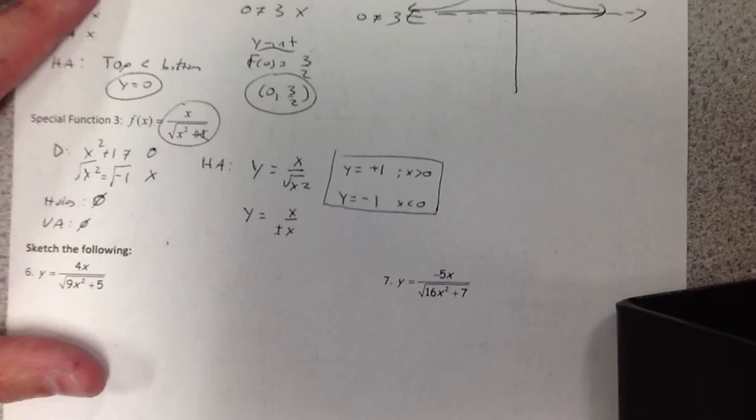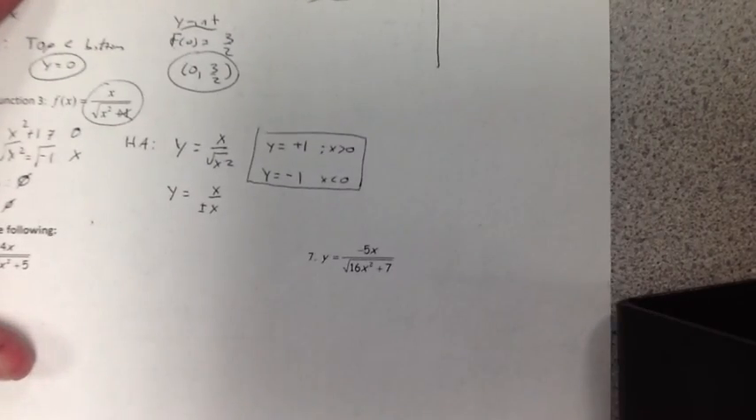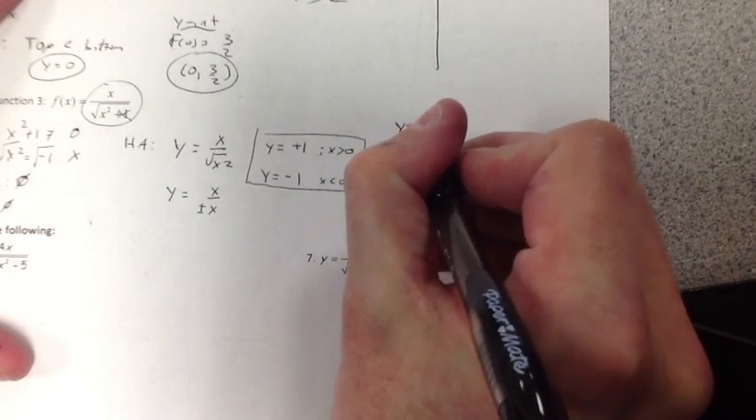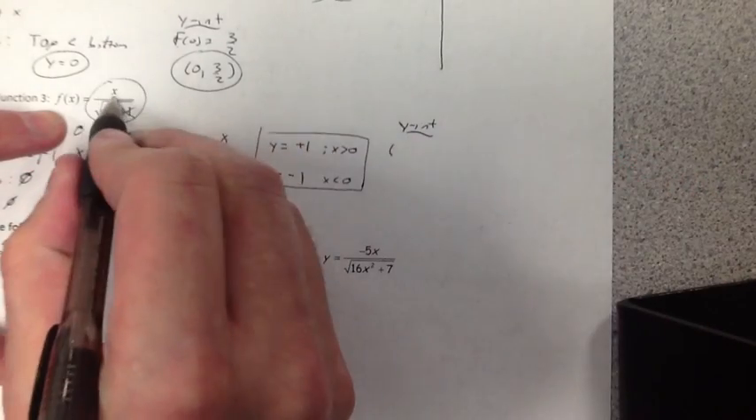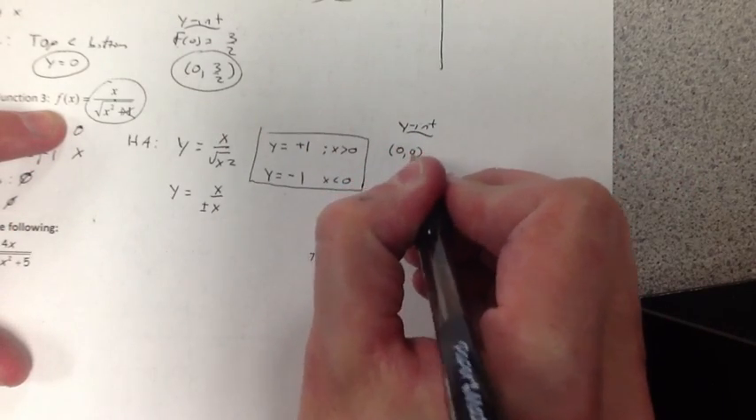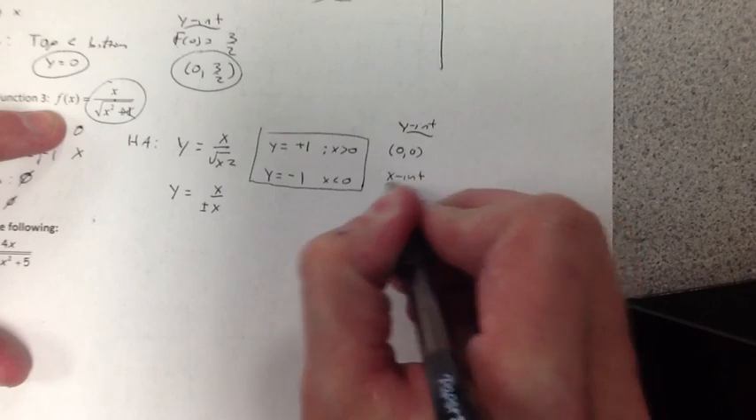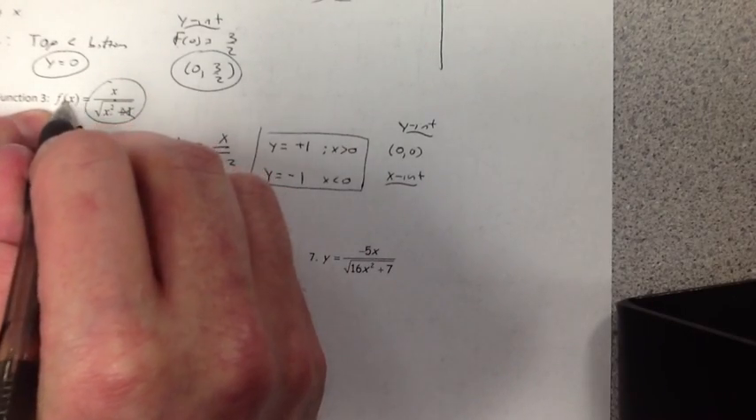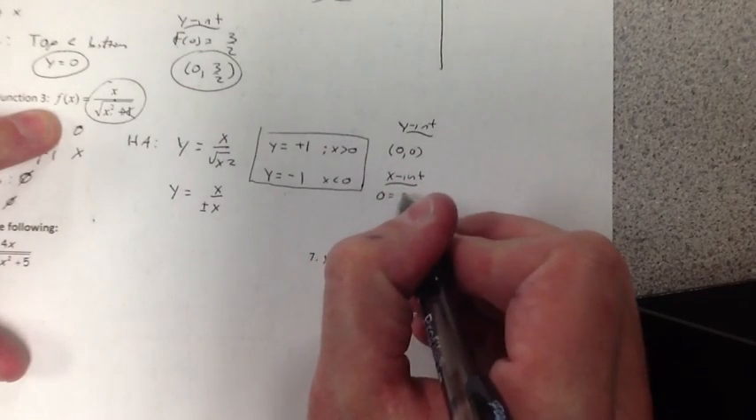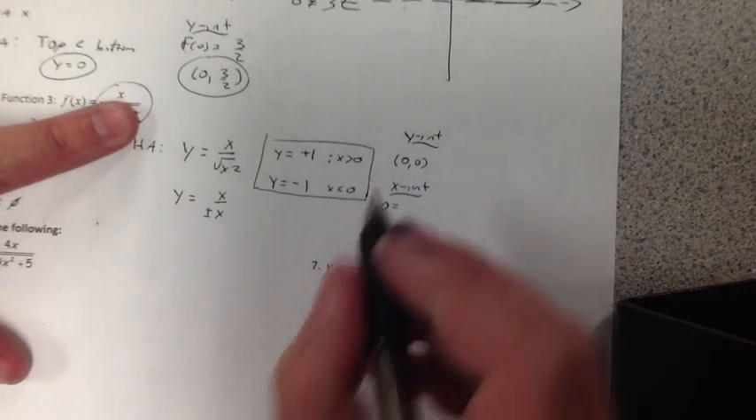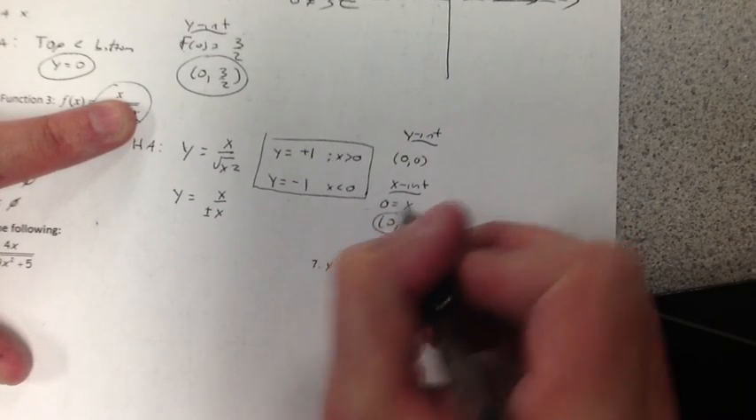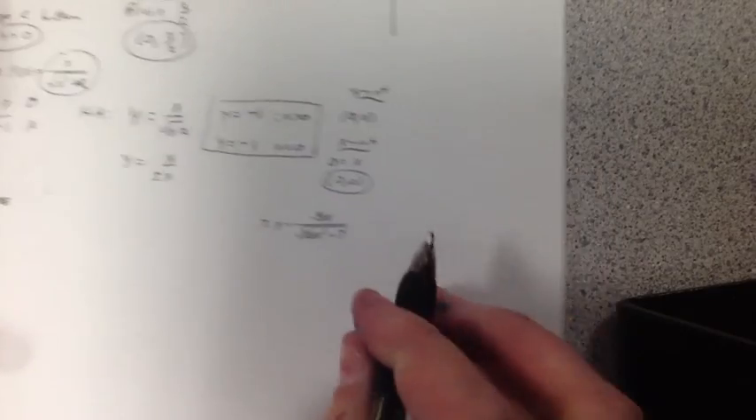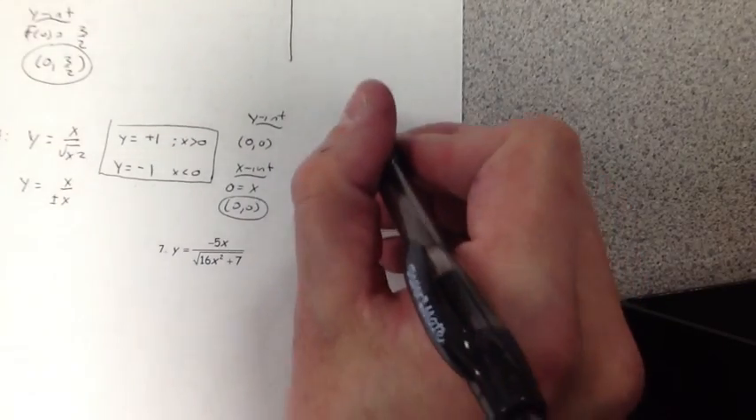Next, we just need a couple of points. Let's get the y-intercept. Let x equals 0. Oh, that's easy: 0, 0. Let's get the x-intercept. Multiply across. If this is 0, don't worry about the denominator, it just goes away. So I get x equals 0, so 0, 0. Easy breezy.